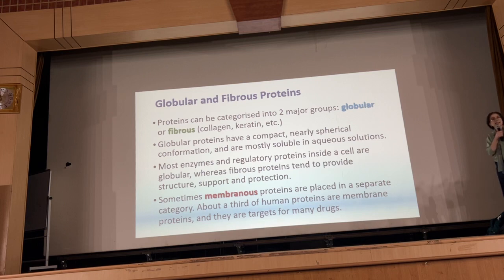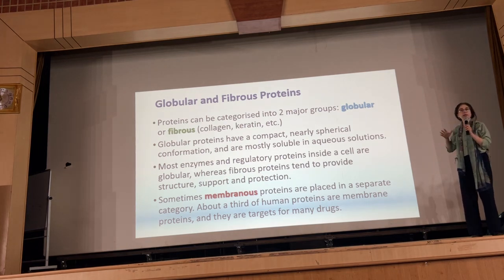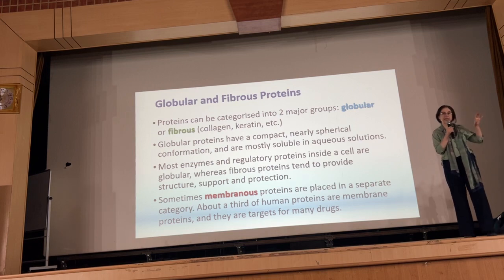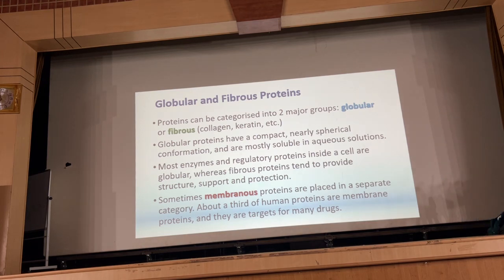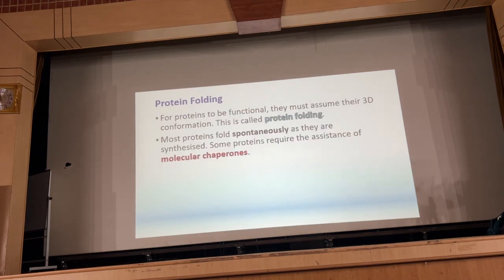Sometimes membrane proteins can be classified as a different group. Some references classify them as a type of globular proteins, and in general, they do have a globular shape. However, because they exist in membranes, so in a highly lipid environment, they can actually be classified as a different class. Both cases are true. Okay. So when a protein assumes its three-dimensional shape, this is called protein folding. So a protein that has the primary, the secondary, the third level of tertiary structures, this is a folded protein.